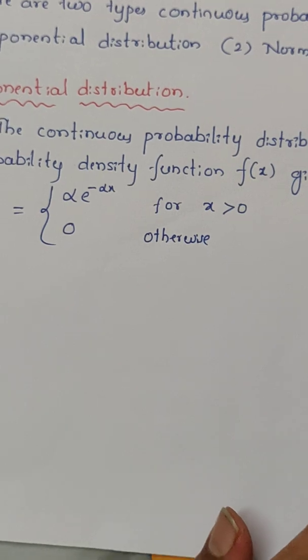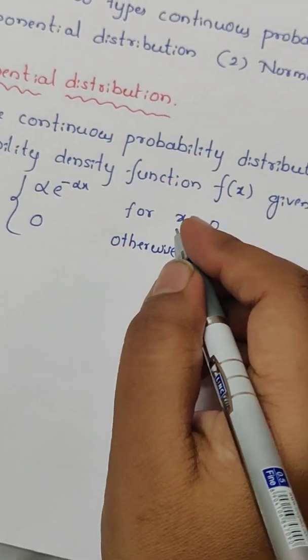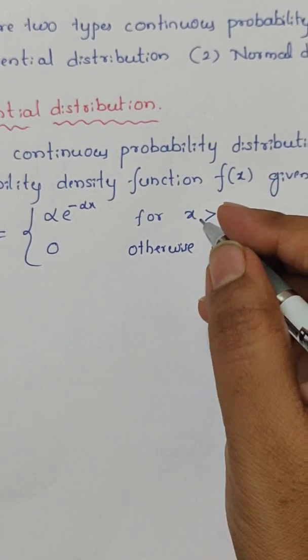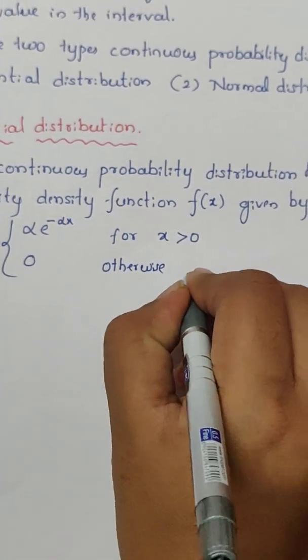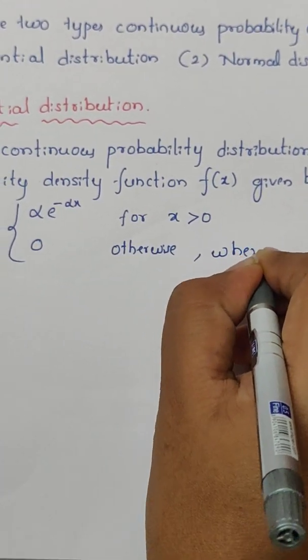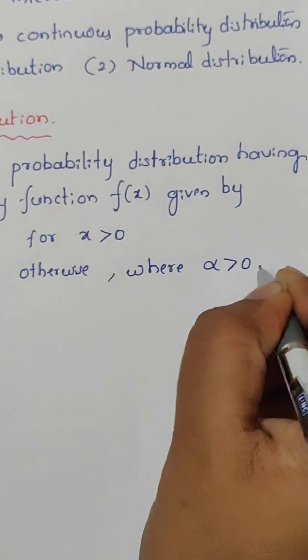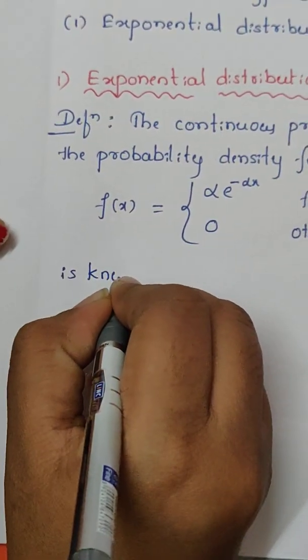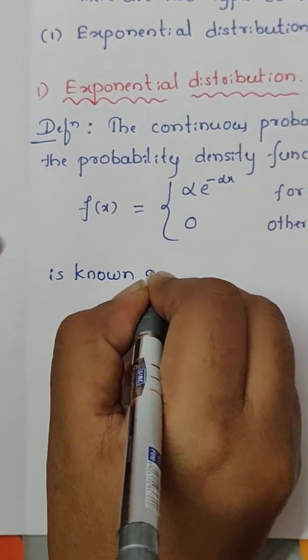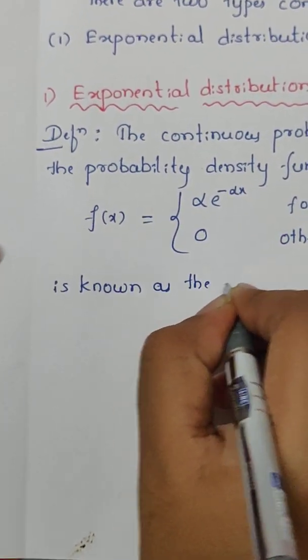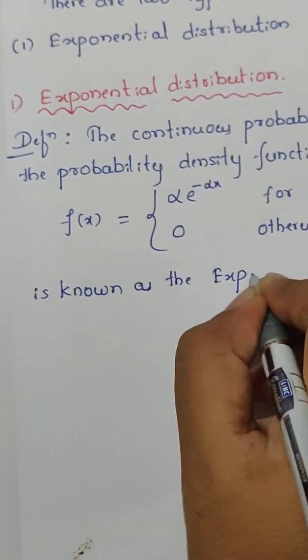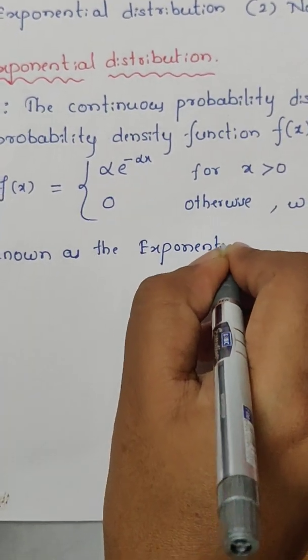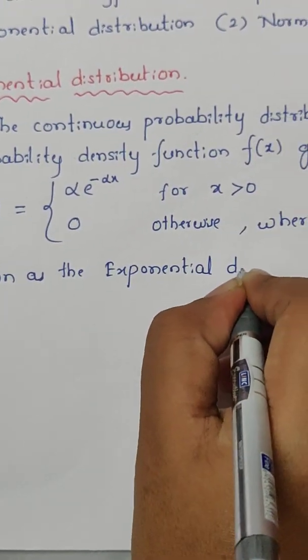The function takes the value alpha times e raised to minus alpha x for x greater than 0, otherwise it is 0, where alpha is greater than 0. This is known as the exponential distribution.